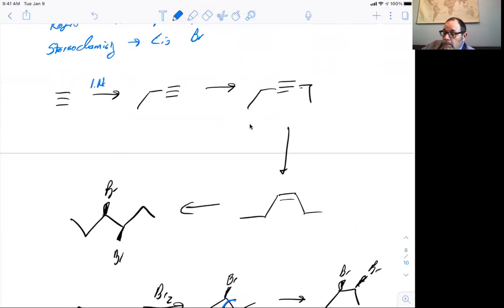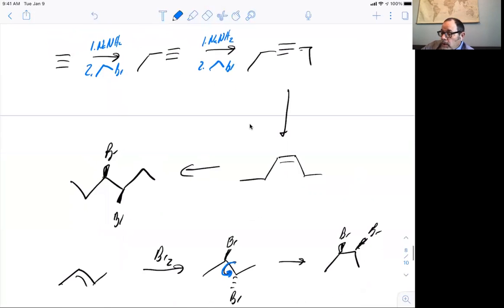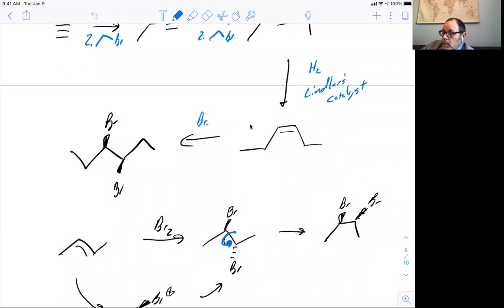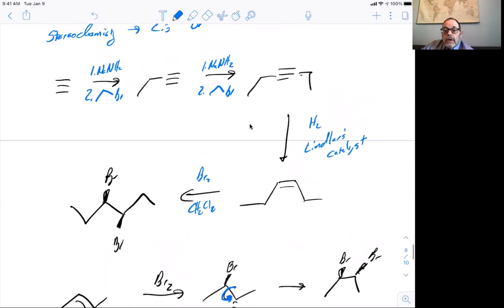So again, we use sodium amide, followed by the electrophilic group. So we make the acetylide, do it again. Remember, we never do these in one step. So even if they're symmetric, we need to break them out, do them in two steps. And then the reduction here is going to be hydrogen and Lindlar's catalyst. Right, so we use a poisoned catalyst. And then the last step is just bromine and methylene chloride. We don't want the halohydrin formed, so we will use the bromine. Okay. Questions about this one?